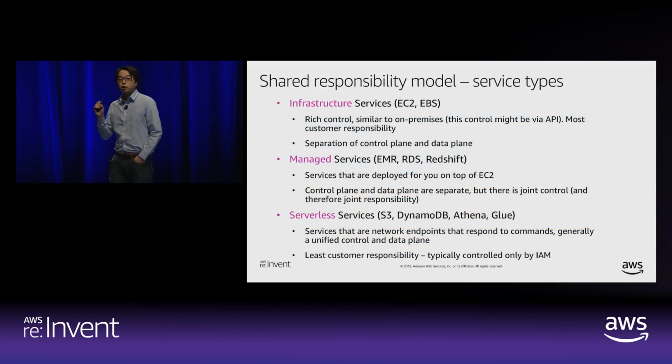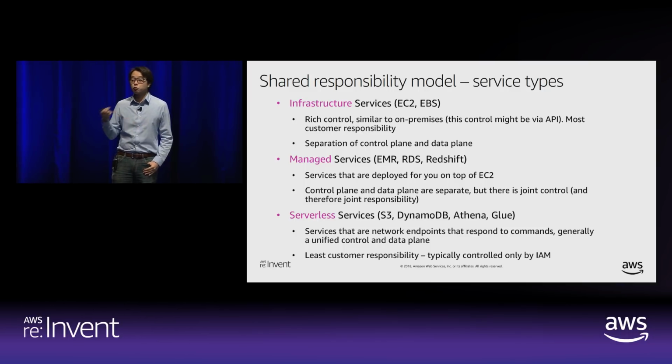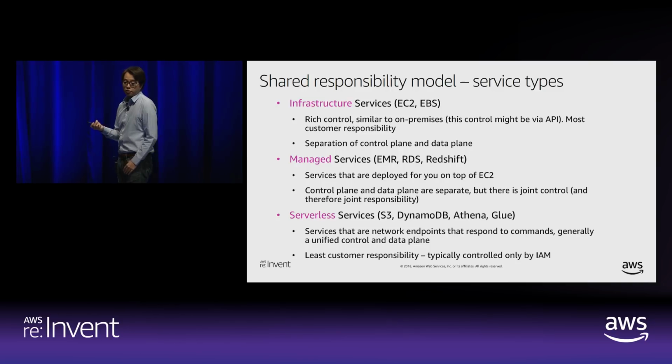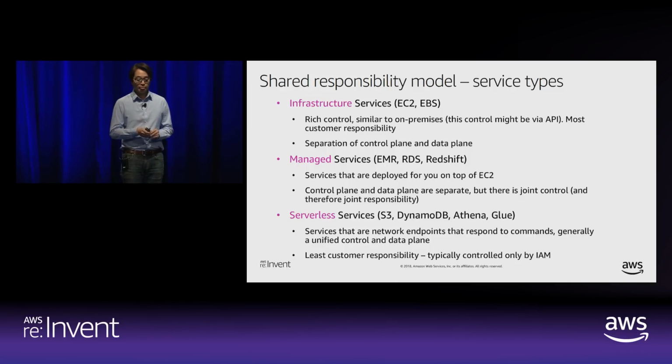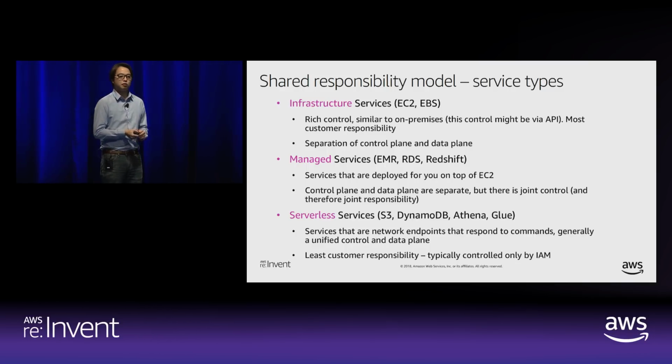The shared responsibility model with respect to AWS services is actually further broken down into 3 separate classes, in my mind anyway. Infrastructure services, managed services, and serverless services, where we consider the control plane and data plane as part of our evaluation. And from end to end, these represent a spectrum of how each service can have a different balance of customer responsibility and AWS responsibility.